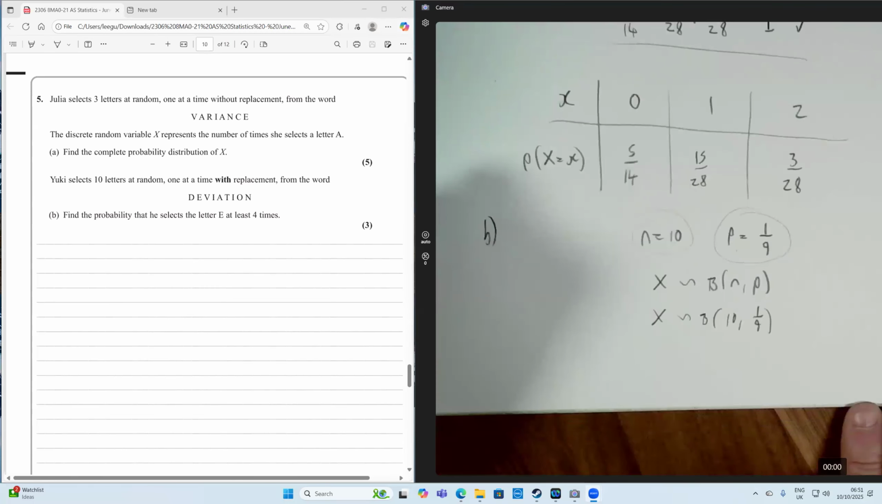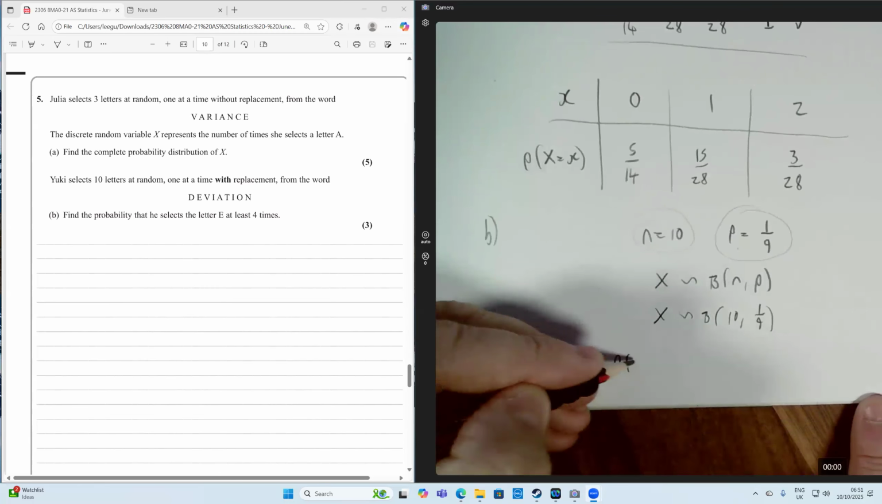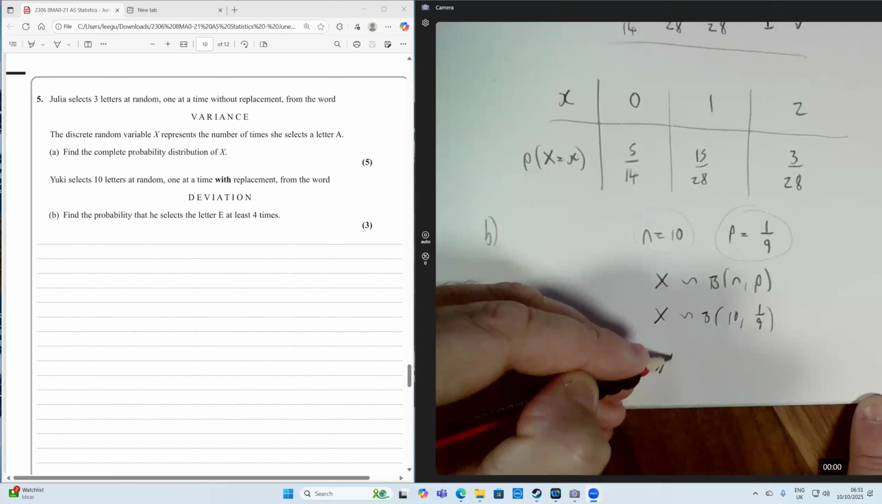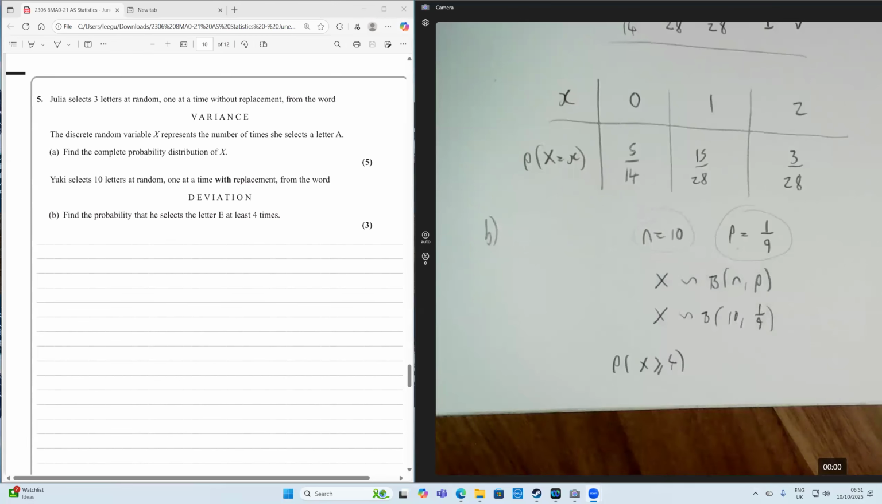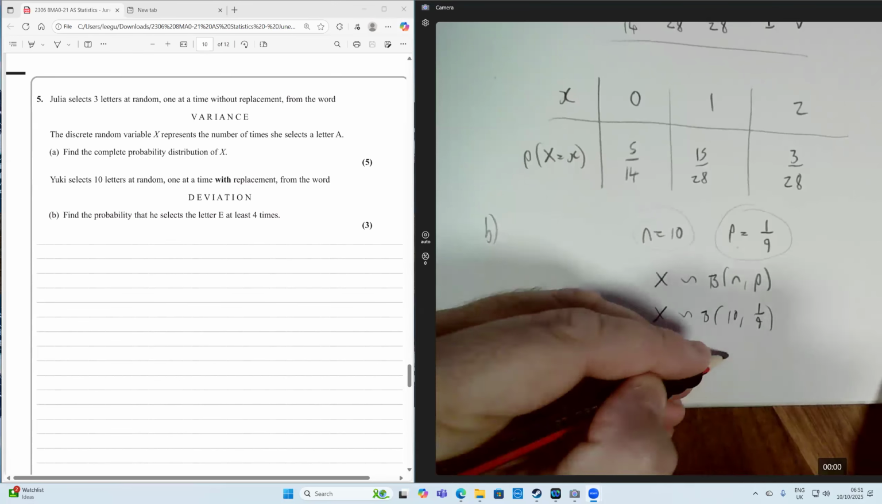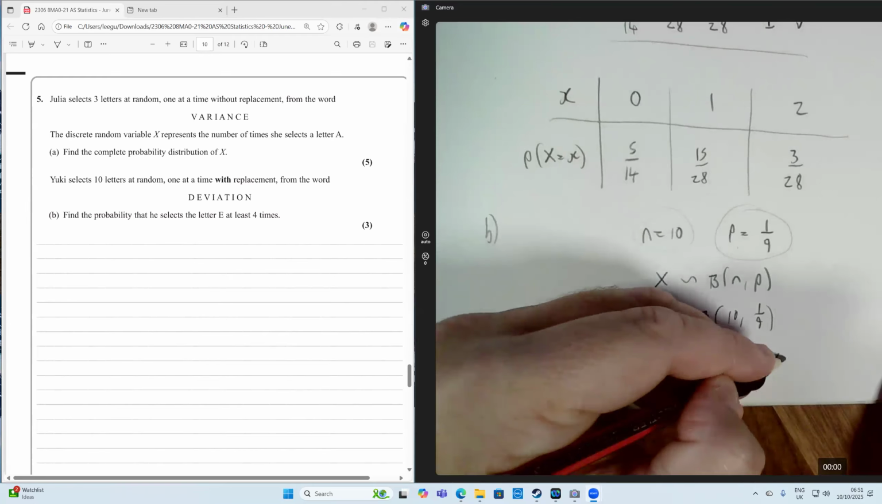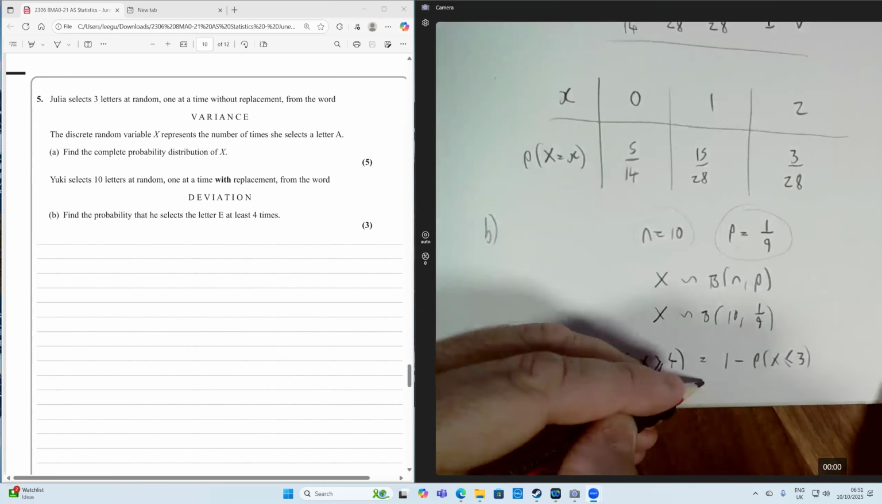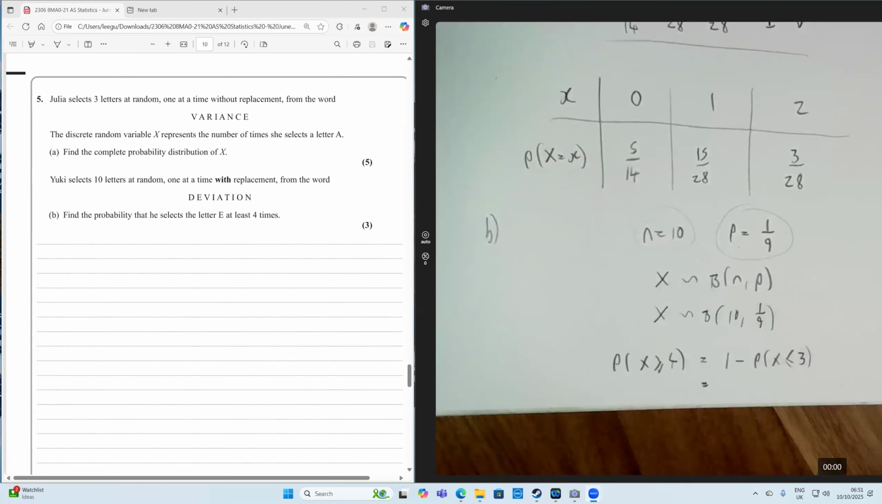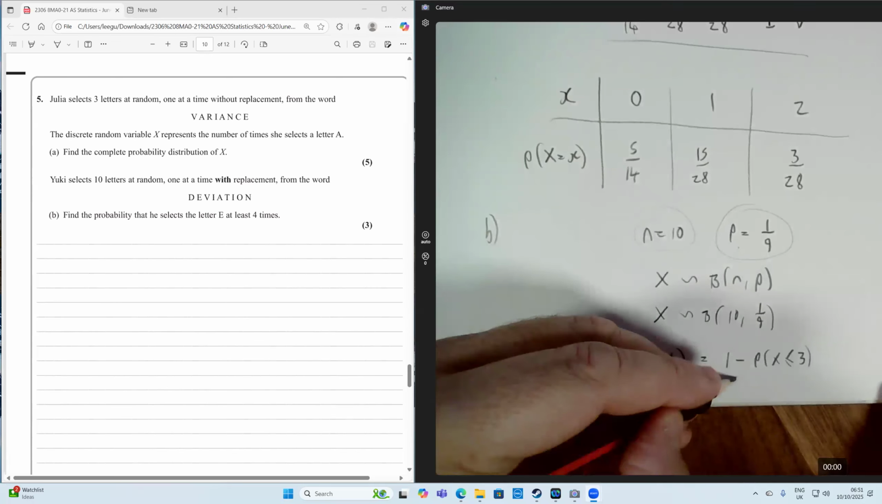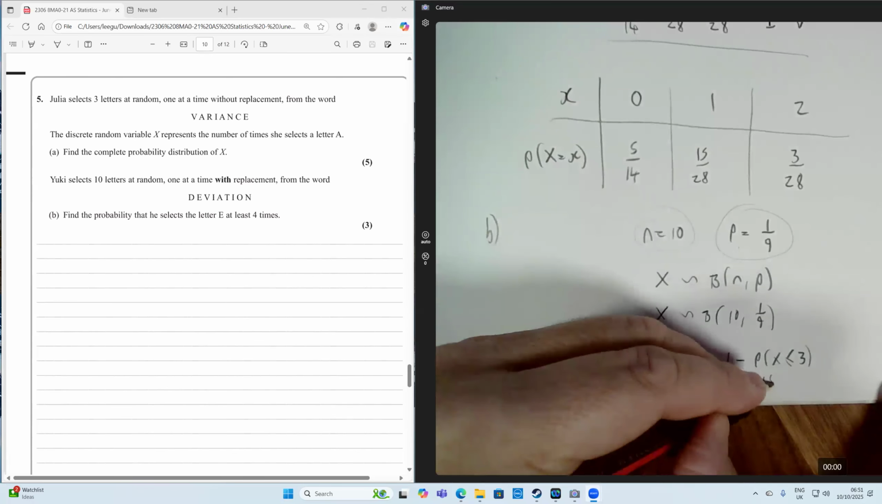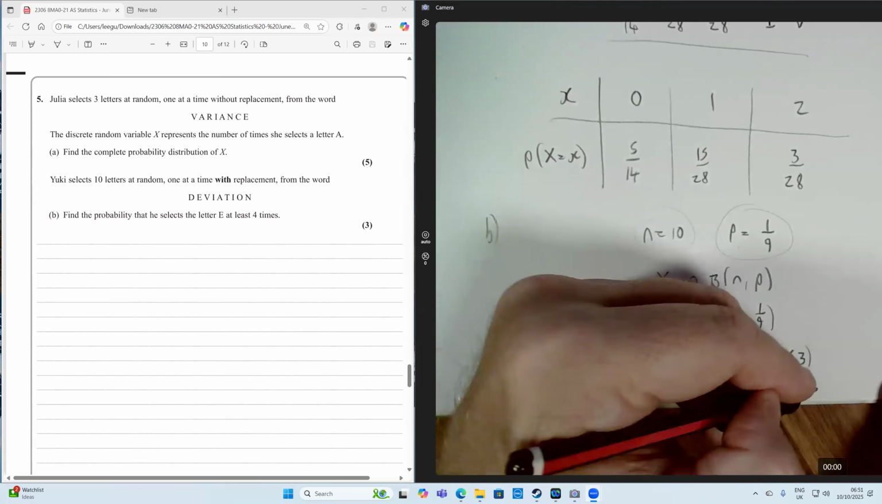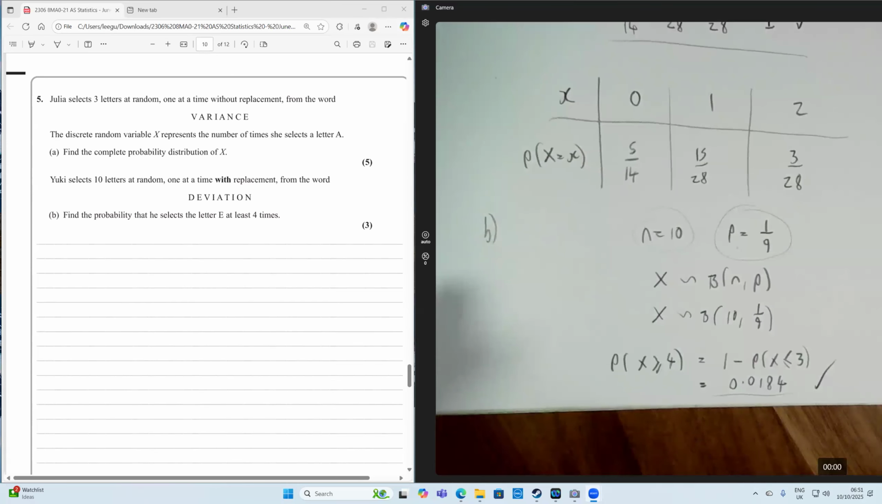We're asked to find at least 4 times, which is probability speak for greater than or equal to 4. Depending on your calculator, you may need to work out 1 minus the probability that x is less than or equal to 3, or you might be able to calculate it directly if you have a more advanced calculator. When we work this out, this turns out to be 0.0184, and that's the answer. That's a super nice, easy 3 marks for part B.